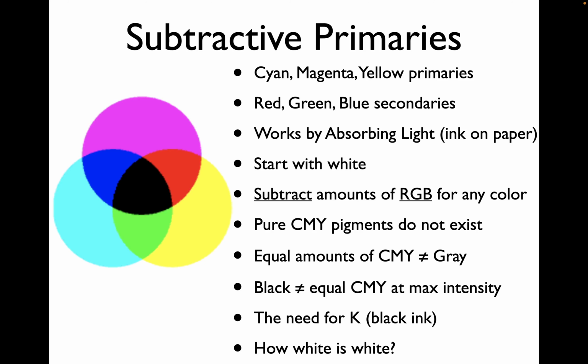How white is white? What is now controlling my white point here? Again, I'm in an opposite system. In my additive system, I start with black, and I move all the way up to white if I add all of my light. In my subtractive system, I start with white and I move down to black. I'm subtracting light to reach black. So, what's the whitest white I can have?